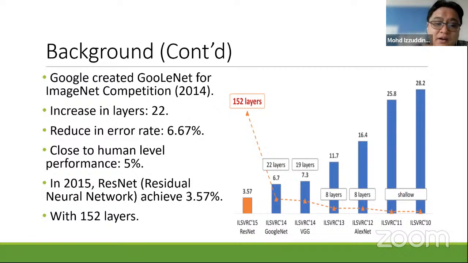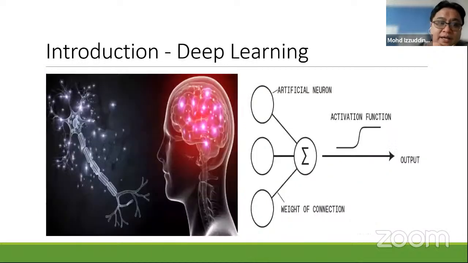So it was better. However, the number of layers exploded. The year before this, it was only 22 layers, but in 2015, it was 152 layers. Other than that, Google created GoogleNet for the ImageNet competition, and the layer count was only 22. Google created it based on the architecture from LeCun, the one we mentioned just now, that worked with Professor Geoffrey. Okay, that was some introduction before we move on to our project.